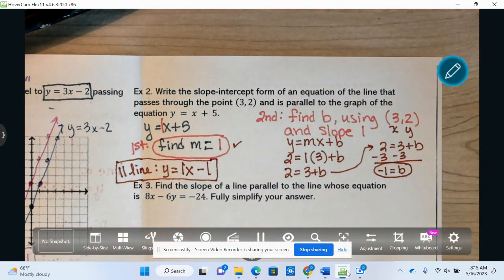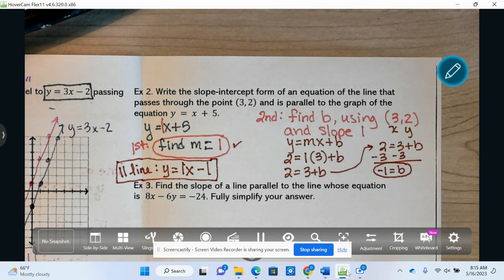Okay. Number 3 is very different. I'm going to wait for everyone to get caught up. Does anyone know why 3 is different than the other 2 that we've done? Yeah, for number 3, instead of finding your slope first we have to solve for y. So for number 3, the first thing that we're going to have to do is solve for y.